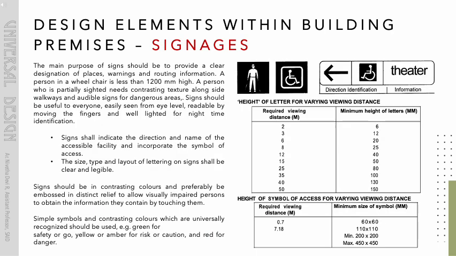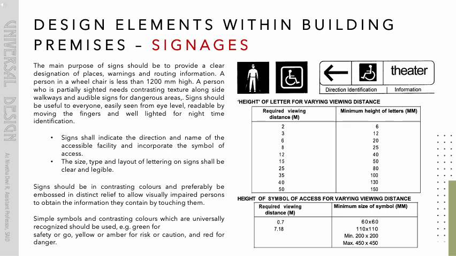Signages. The main purpose of signs should be to provide a clear designation of places, warnings and routing information. A person in a wheelchair is less than 1,200 mm high. A person who is partially sighted needs contrasting texture alongside walkways and audible signs for dangerous areas. Signs should be useful to everyone, easily seen from eye level, readable by moving the fingers and well lighted for nighttime identification. Signs shall indicate the direction and name of the accessible facility and incorporate the symbol of access.